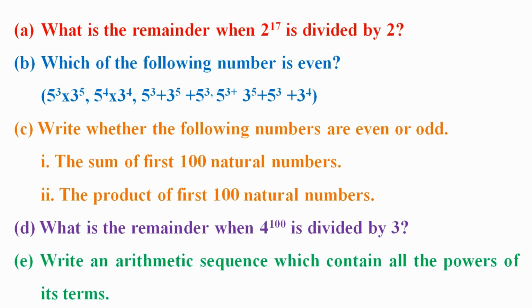First question, what is the remainder when 2 raised to 17 is divided by 2? Any power of an even number is again an even number. Therefore, 2 raised to 17 is also an even number. When it is divided by 2, the remainder is 0. Second question, which of the following numbers is even?